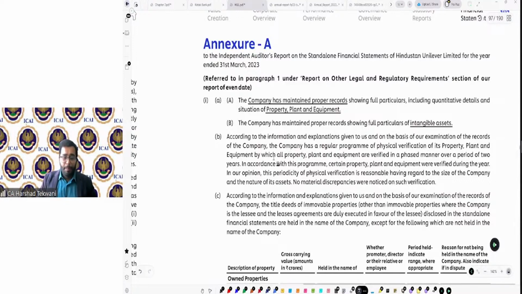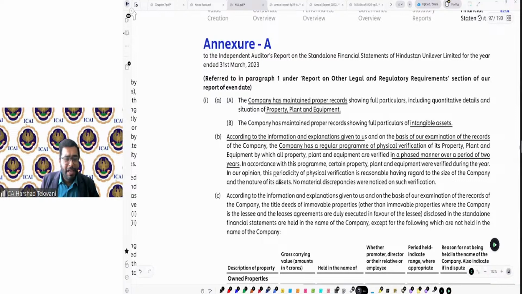Two, whether a program of physical verification is there, or physical verification is being conducted by management. If yes, then whether there is any material discrepancy and whether it has been adjusted or not. So according to the information and explanation given to us, on the basis of our examination of records, the company has a regular program of physical verification, in a phased manner over a period of 2 years. So there is an appropriate program.